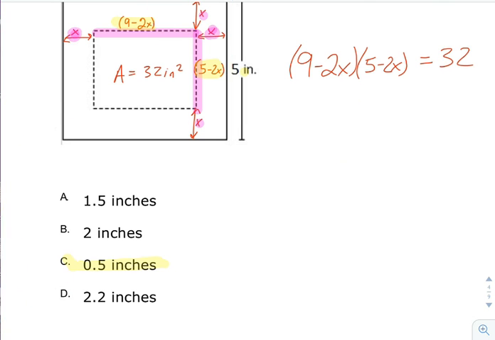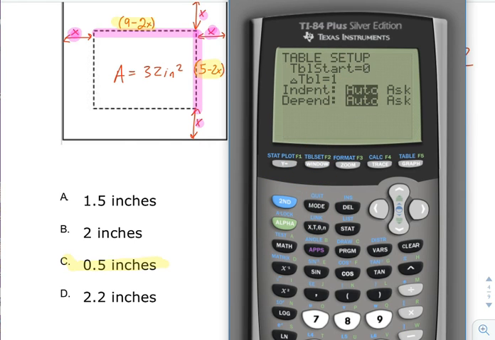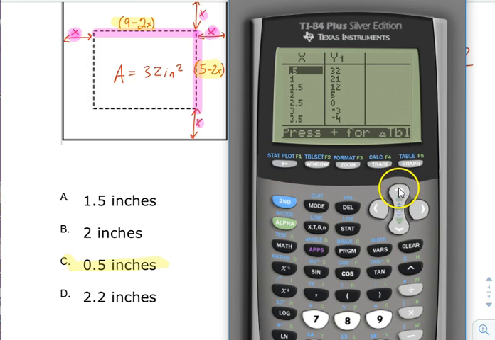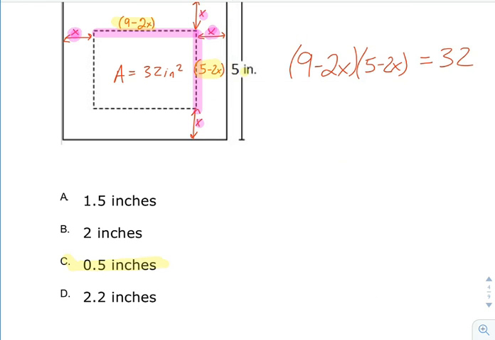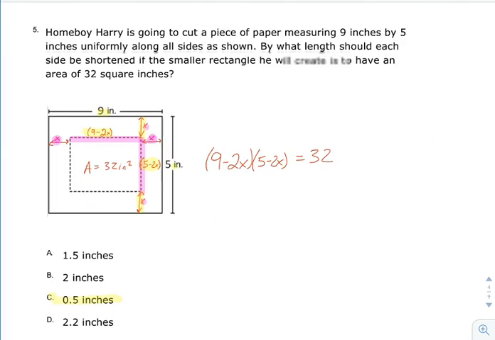But just to be sure, let's make sure we see how to do this in the calculator. Let's reset our table to do something different. Let's have our table start at 0.5. And instead of it going by ones, you can have it go by 0.5. So check them all, you know. See what we got at 0.5. There it is. 0.5 is definitely the correct answer. They cut off 0.5 inches from each side. And there you go.